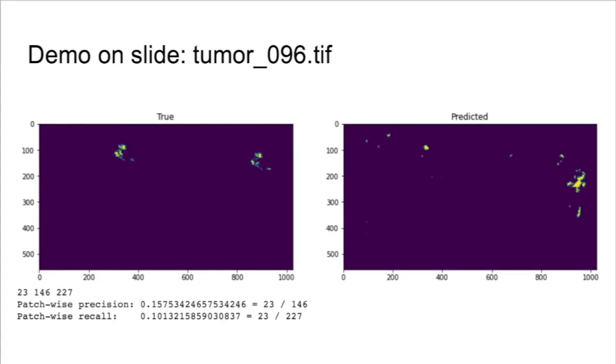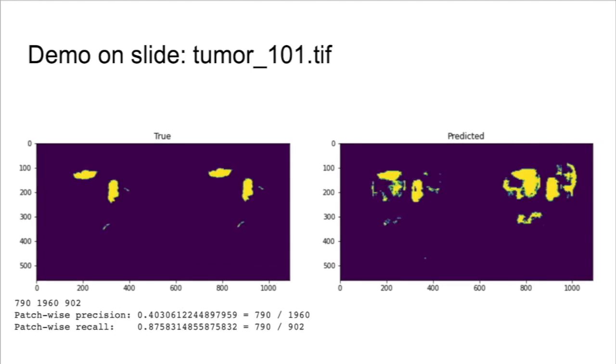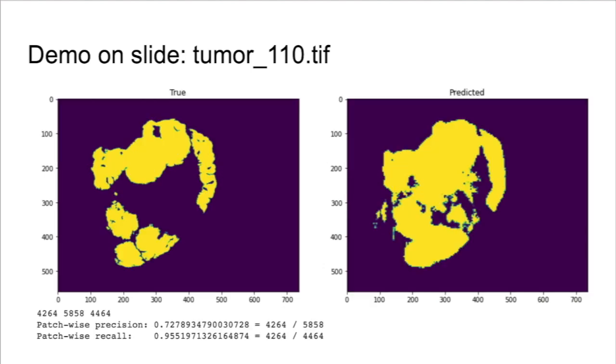Just to repeat the test result from the Jupyter notebook. Here is the heat map comparison of the tumor 96 slide. The precision and recall are relatively low on this slide. On tumor 101, the precision is relatively low because it's producing a lot of false positives, but the recall is about 88%. And here is the result for the tumor 110 slide, which is shown in the code walkthrough. Thank you very much.